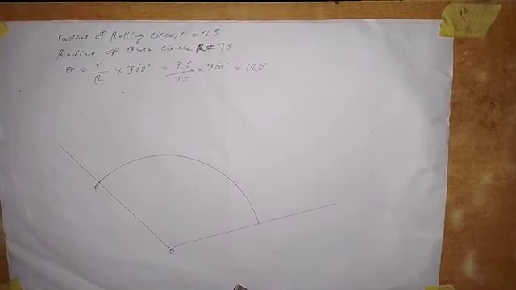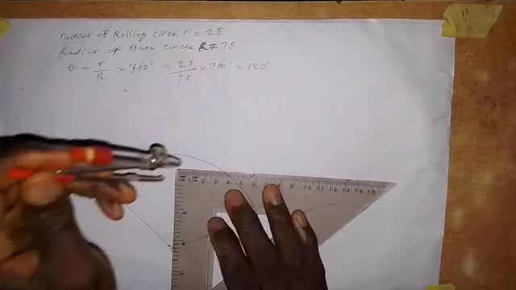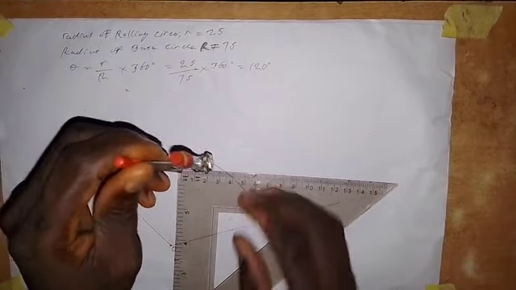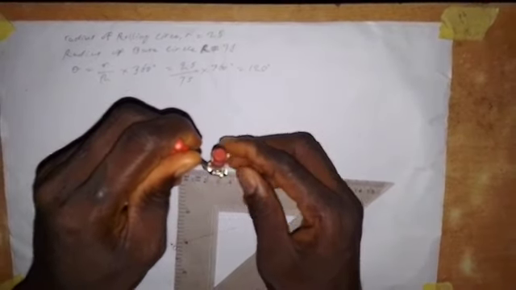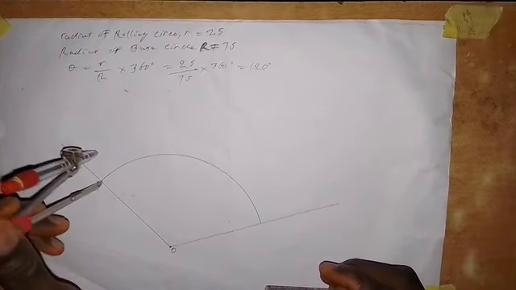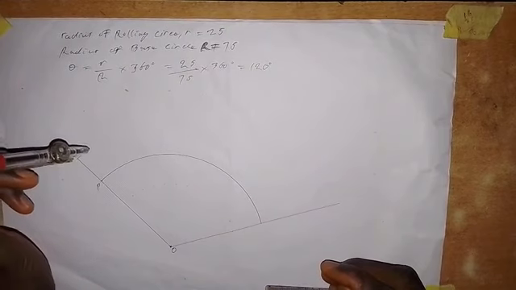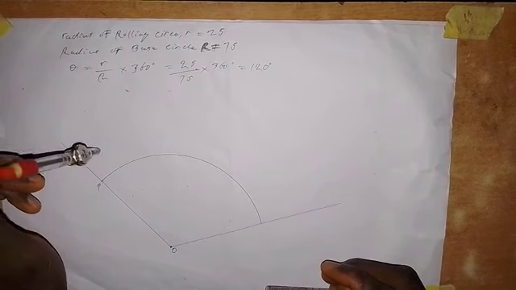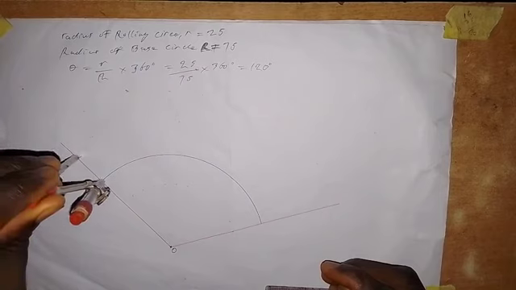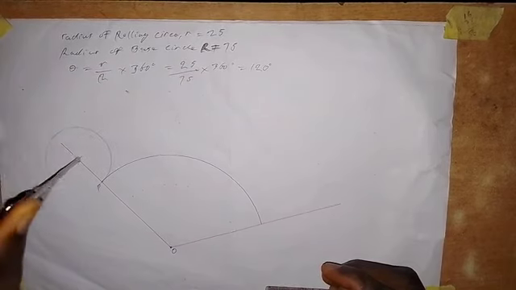Then the next thing that we are going to do is take the radius of the rolling circle, which is 25 millimeters. We put it at this point P here, and we make an arc on this line. Then we put the midpoint at this point, and we draw a circle to touch point P. Then we draw a circle like this.